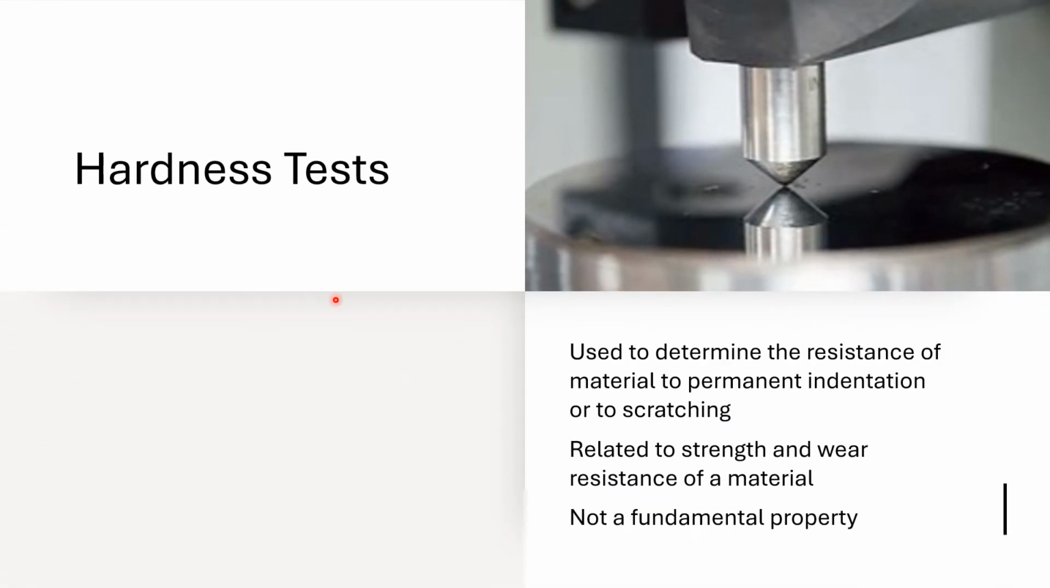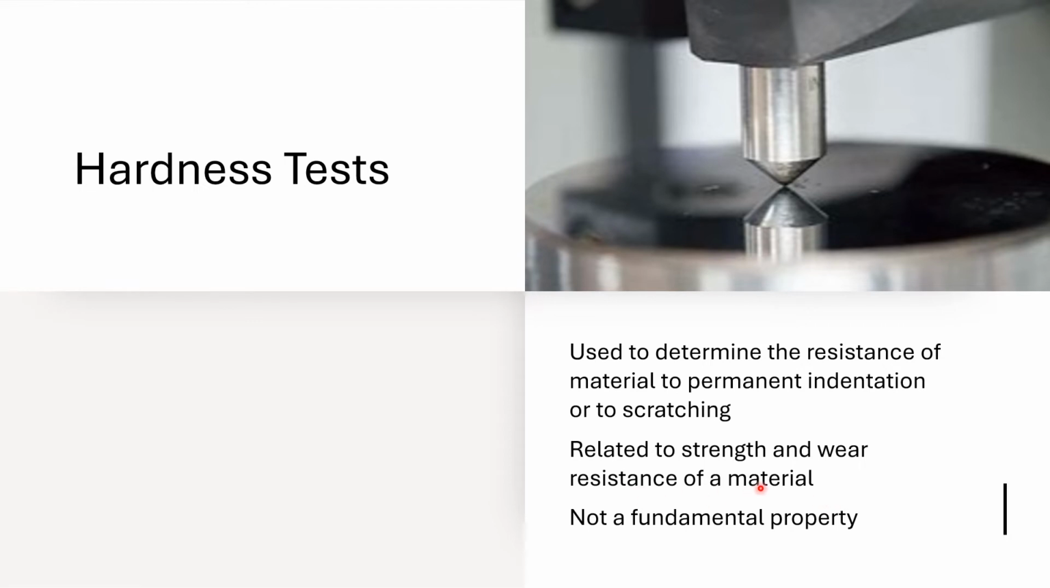Hardness. It is used to do what? To determine the resistance of your material, that's your test specimen, to permanent indentation or to scratching. So we want to know how resistant that material is to indentation and to scratching. Permanent means it's not going to reverse, meaning the indentation and scratch are going to stay in that material, and we want to determine that resistance of the material to them, and we call it the hardness test.